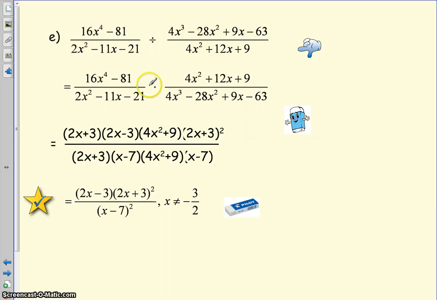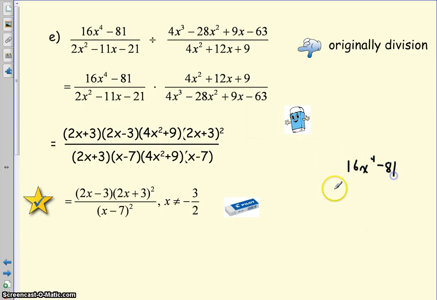So again, first thing, I changed this to multiplication. I took the reciprocal of the second fraction and changed the division to multiplication, so that was a very good start. The factoring here, there's some trickier ones in here. I have to be sure we can do all the types of factoring. So 16x to the fourth, for example, minus 81.